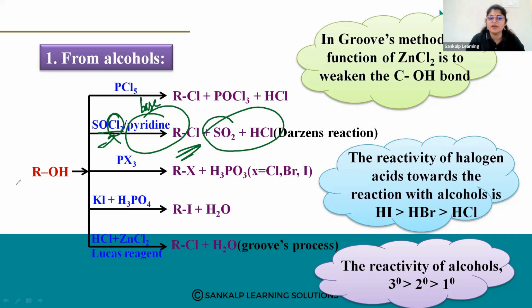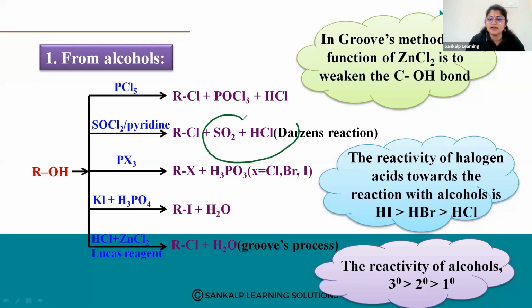With thionyl chloride, the yield of the alkyl chloride will be more. Why? Because the byproducts, sulfur dioxide and hydrochloric acid, are both gases, so they can easily escape out. This name reaction is called Darzen's reaction.